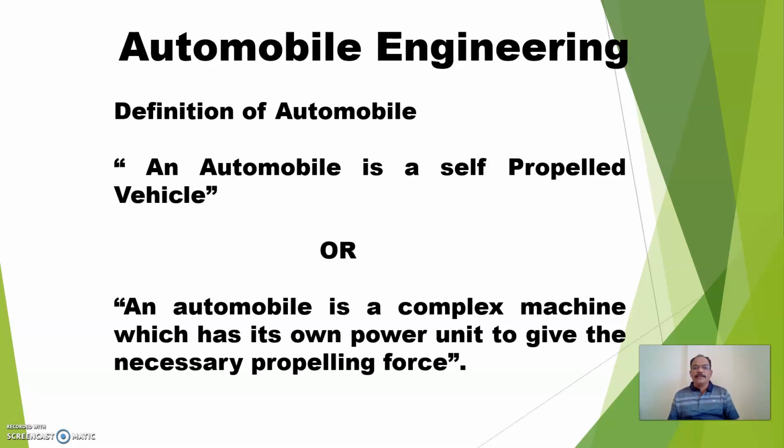An automobile is a self-propelled vehicle, or it can be defined as a complex machine which has its own power unit to give the necessary propelling force. So an external force is not required. The automobile itself generates its own energy, and with the help of that energy, the vehicle moves forward.